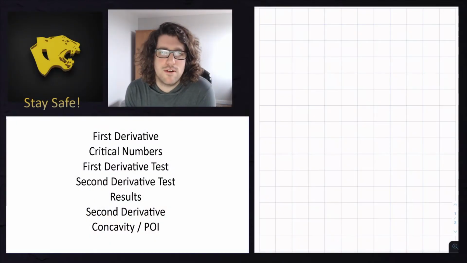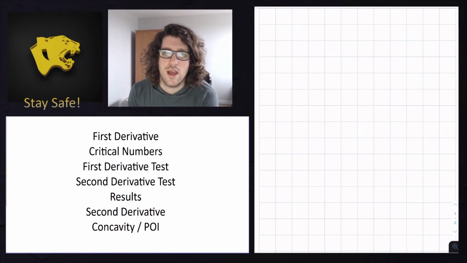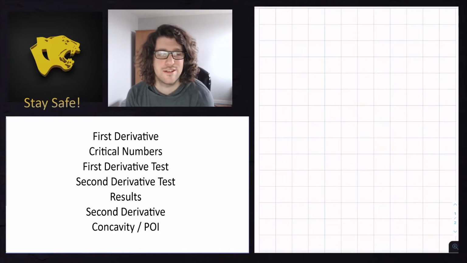All right, Calculus 12.0. So today we're going to be taking a look at graphing of functions, and we're going to be using calculus techniques in order to do that. So right off the top, let's talk about the first derivative.